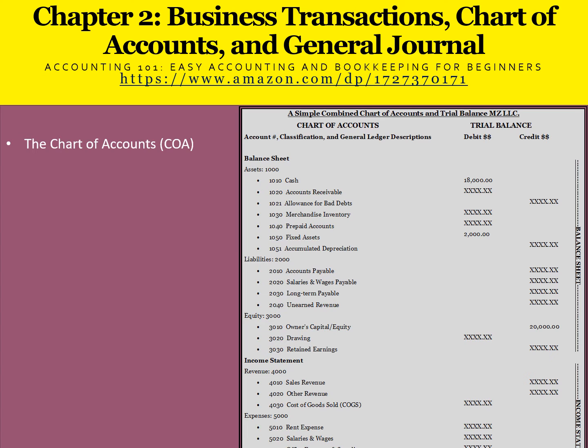The ledger accounts in the balance sheet section are called permanent accounts because their balances are carried over from one financial period to the next.